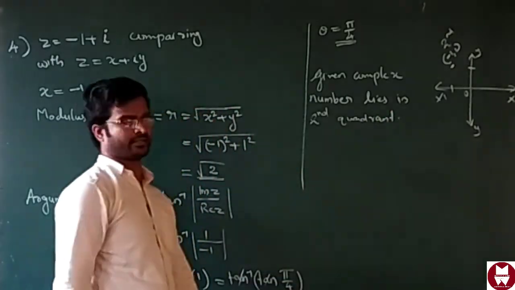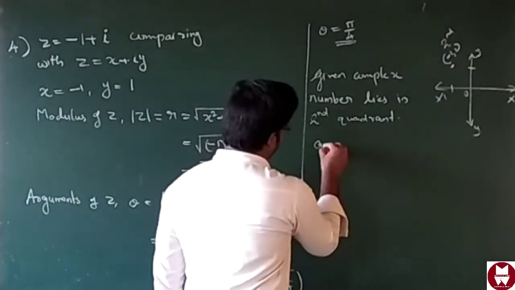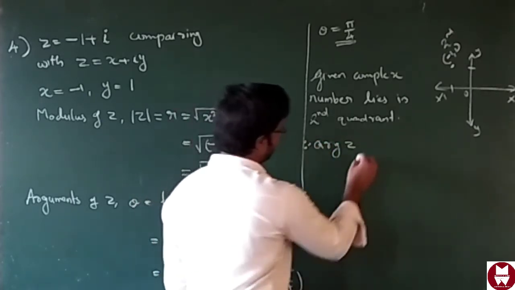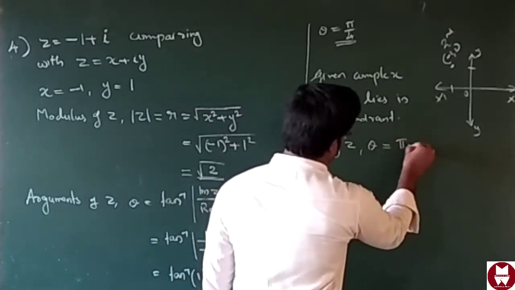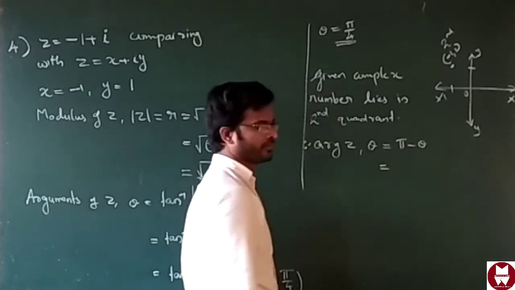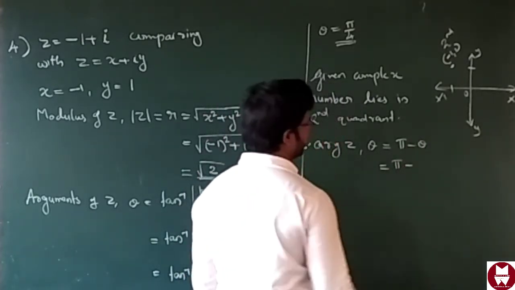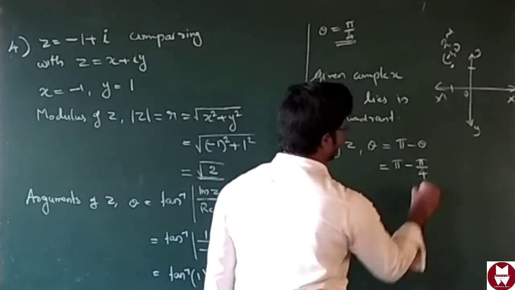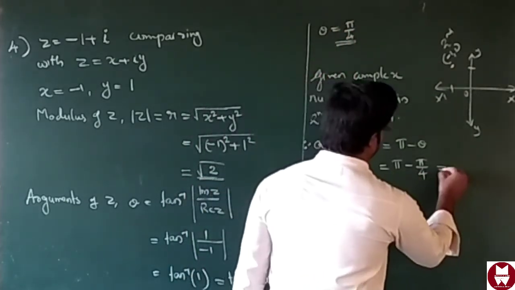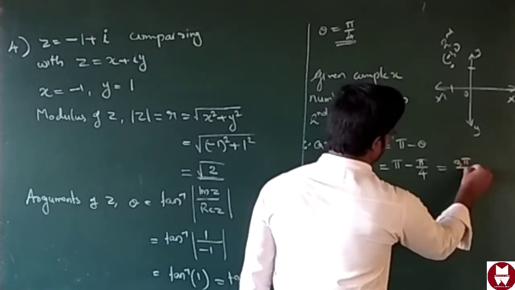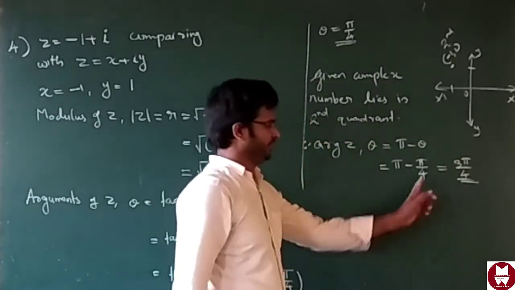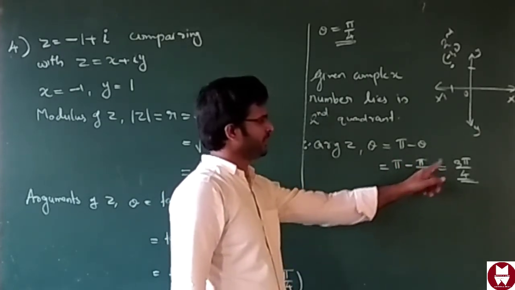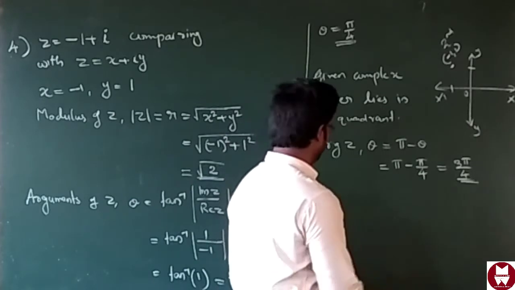Lies in second quadrant. Therefore, argument of z, theta, we can write as pi minus theta. Theta we already got, pi by 4. So pi minus pi by 4 equals 3 pi by 4. When you take LCM, you will get 4. Then pi into 4, 4 pi minus pi, 3 pi. That is our theta.